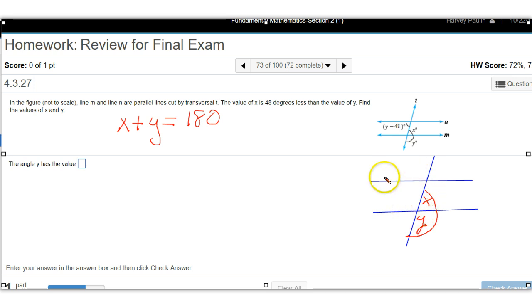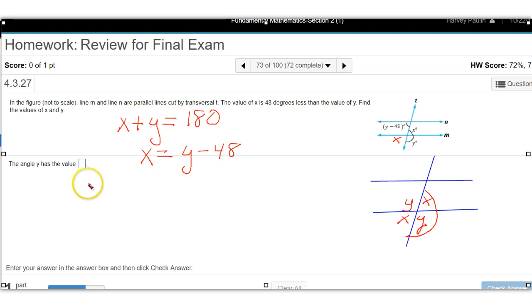Now, an interesting thing about angles in this geometric configuration is that if x is here, then this opposite angle is also x, and this opposite angle here is also y. So we have x there, y there. So what is this angle here? Well, this angle is x. This angle here is x, which is what this angle is. So our second equation is x equals y minus 48.